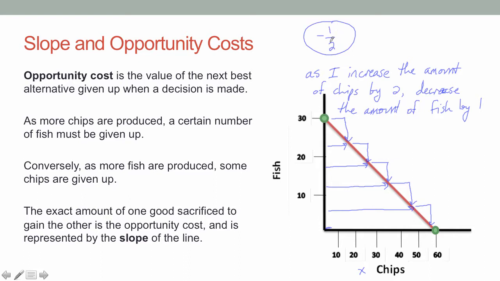That means I know, okay, if I want to make more chips, there's a cost, and I know exactly what that cost is. If I make 2 more chips, I have to decrease the amount of fish by 1. If my amount of chips increases by 10, then I have to decrease the amount of fish by 5, because negative 5/10 is the same as negative 1/2. So the slope helps me see what my opportunity cost is. It helps me know if I choose to do this, this is what I'm going to have to give up over here.